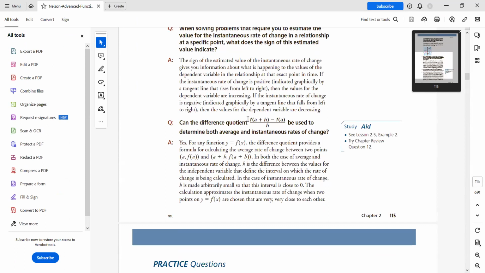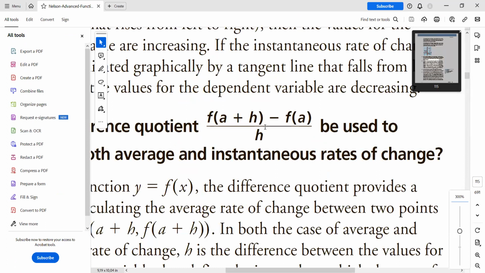So the difference coefficient is the following formula, copying down: f(a + h) minus f(a), divided by h, where a is the point that we are interested in. At this point, we would like to find the instantaneous rate of change.